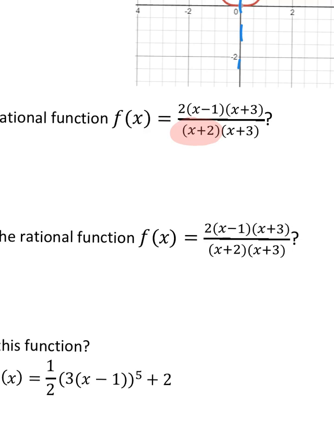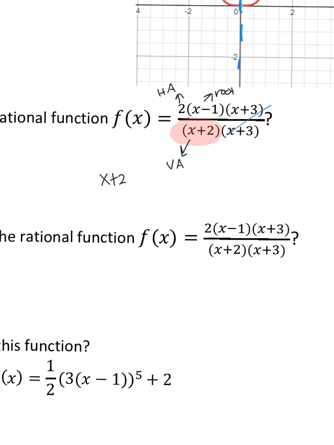I'm going to go through and label them so we don't get confused. This is a vertical asymptote. The 2 would be a horizontal asymptote. This would represent a root. And then these, the x plus 3s, since they are the same, you would be able to cancel those out. So those would be a hole, or a removable discontinuity. So the x plus 2 is going to help us find the vertical asymptote.